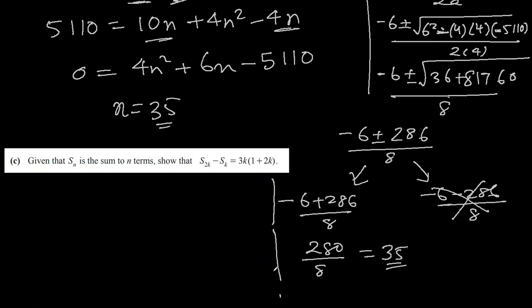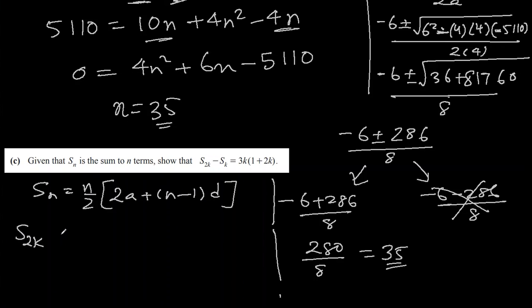Given that Sn is the sum of n terms, as if we don't know it, show that S2k minus Sk is this. Okay, so Sn, we already know the formula for Sn, so let me write the formula first again. n over 2, 2a plus n minus 1 d. So S2k first. Let's focus on this. It will be 2k over 2, 2a plus 2k minus 1 d.